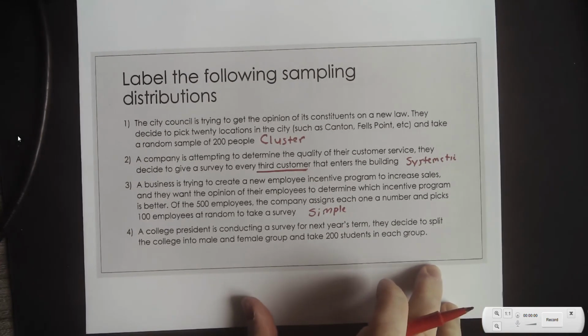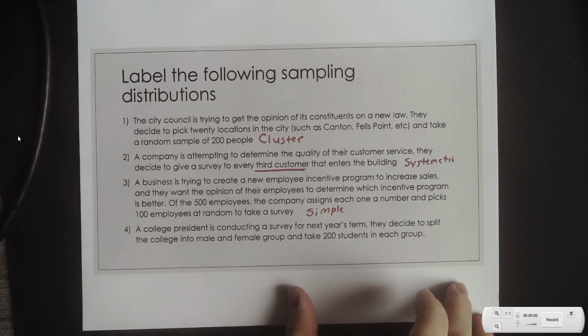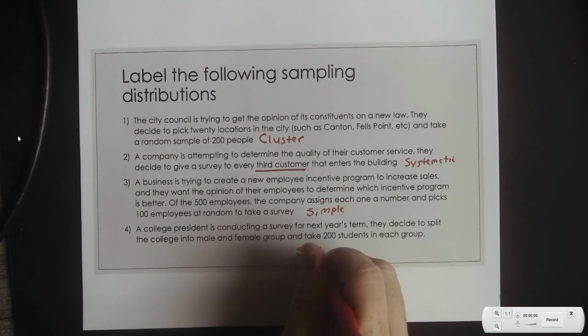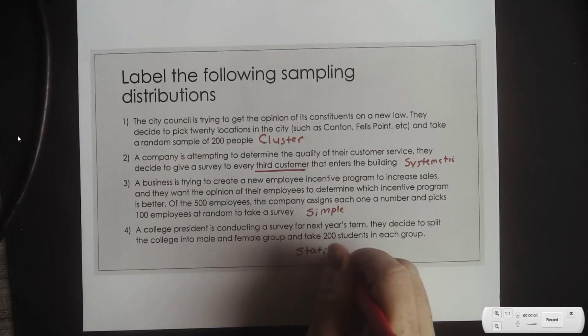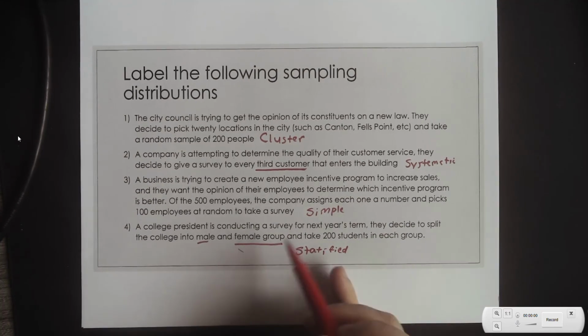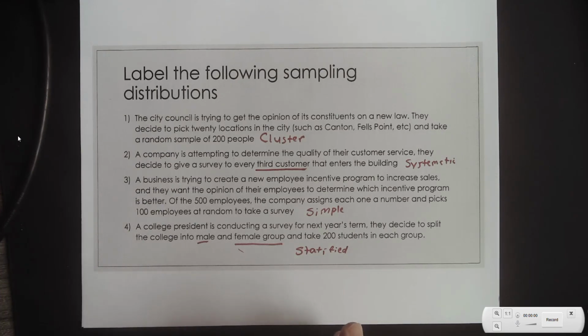A college professor is conducting a survey for next year's term. They decide to split the college into male and female groups and take 200 students in each group. This would be, by process of elimination, stratified, because he's literally splitting them into two separate groups.